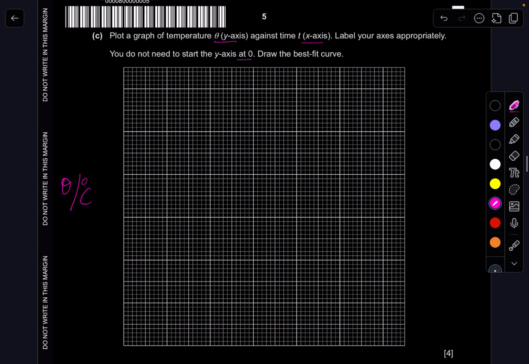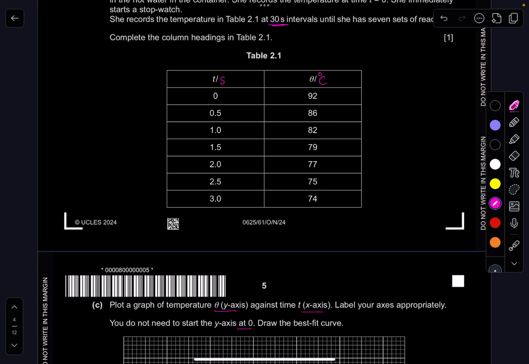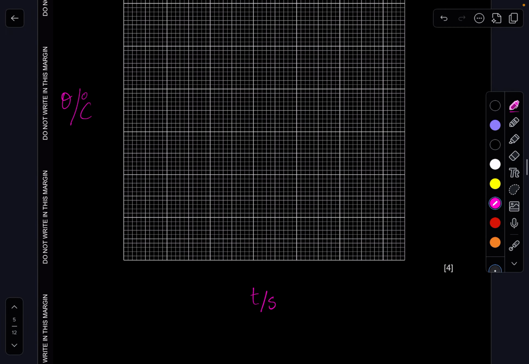The second step is scaling. Okay, so if you are going to scale the x-axis, the x-axis is starting from 0 and ending at 3. So you have values from 0 to 3. And how many boxes do we have? 1, 2, 3, 4, 5, 6.